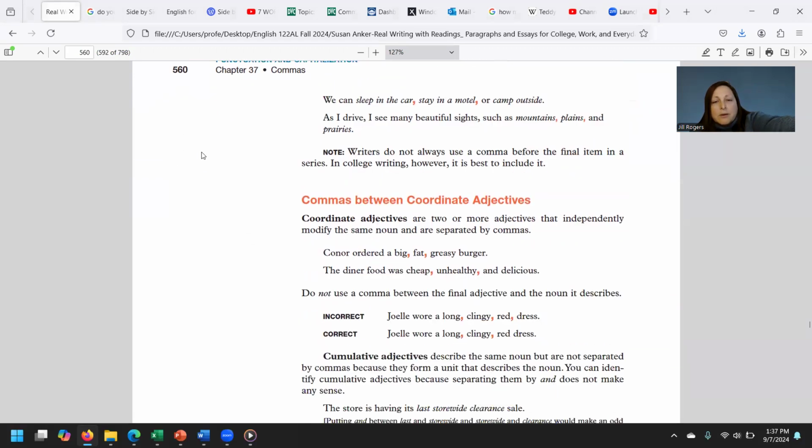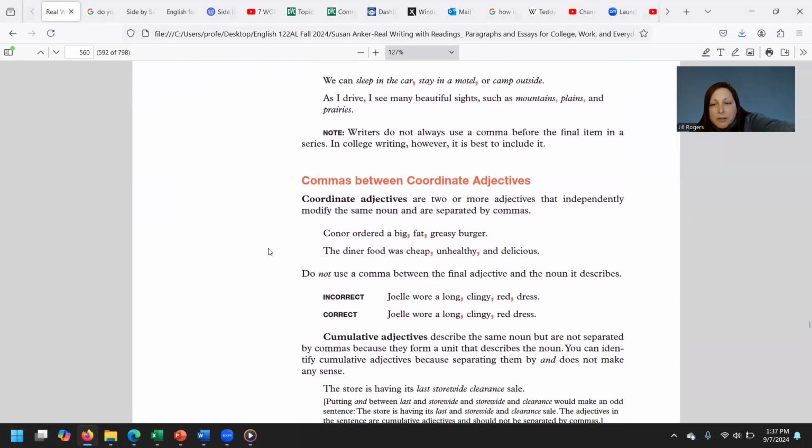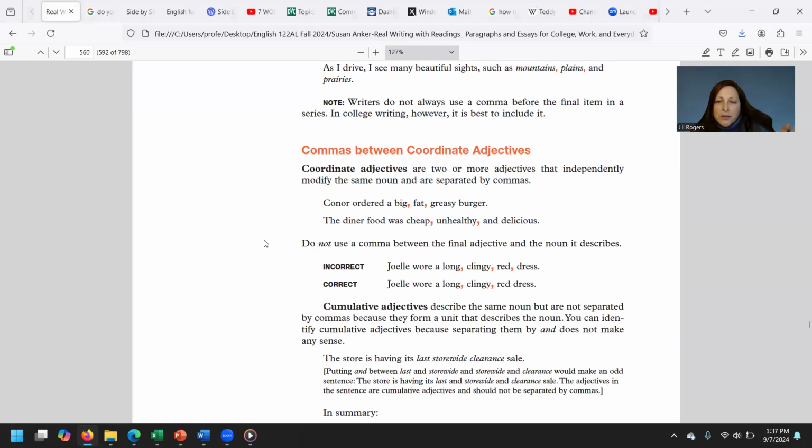Okay, so we want to talk about commas between coordinate adjectives. Coordinate adjectives independently modify the same noun. There's another type of adjective called a cumulative adjective. It's not as common, but you do not need commas with them. I'll talk to you guys about that next. But when they're independently modifying the noun, you should put commas.